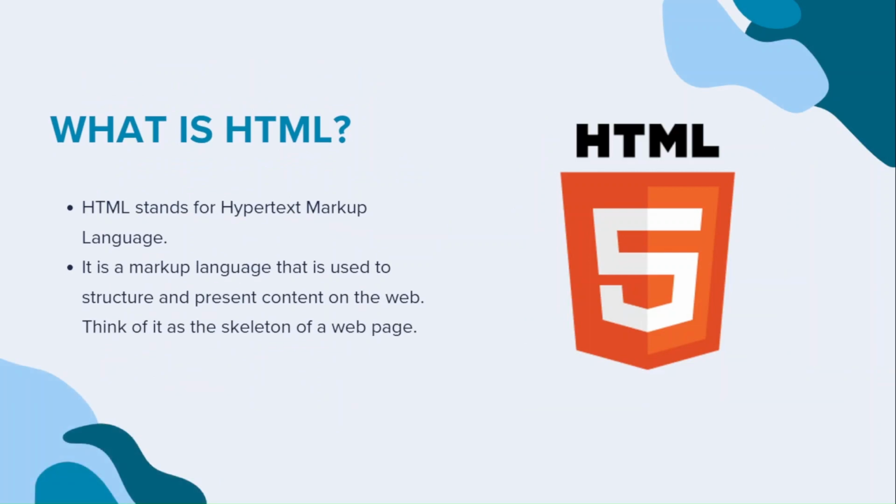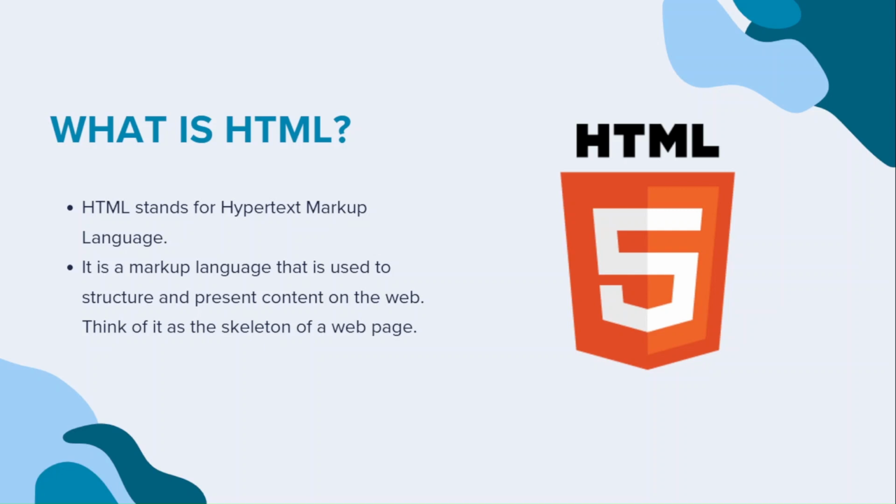HTML stands for Hypertext Markup Language. It is a markup language that is used to structure and present the content on the web page. Think of it as the skeleton of the web page. HTML uses tags to define different elements on the web page, such as headings, paragraphs, images, and links. These tags are enclosed in angle brackets and can have attributes that specify additional information about the element.